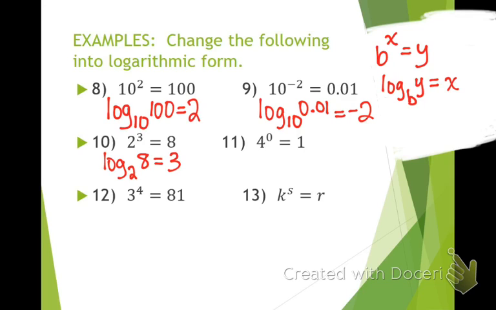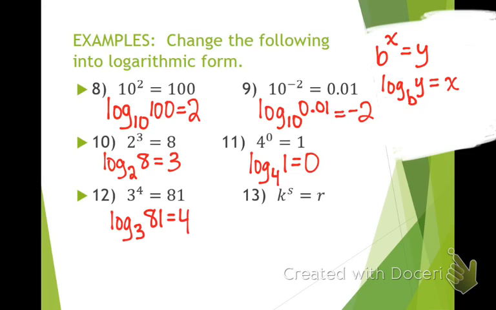All right, I want somebody other than Dana to help me out with number 11. What's my base? 4. Of what number? 1. Equals? 0. Thank you. All right, we need another new volunteer to help us out with 12. What's my base? 3. 3 of what number? 81. Equals? 4. Thank you.